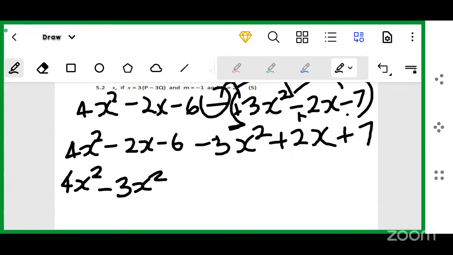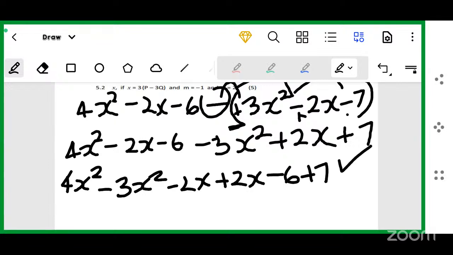Let's do it like this. Let's group them firstly, and then we can deal with the final answer after. So we are grouping them. Minus 2x plus 2x, okay. And then minus 6 plus 7. Perfect. And what is going to be our final answer?